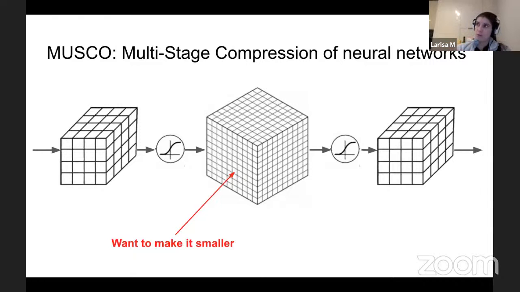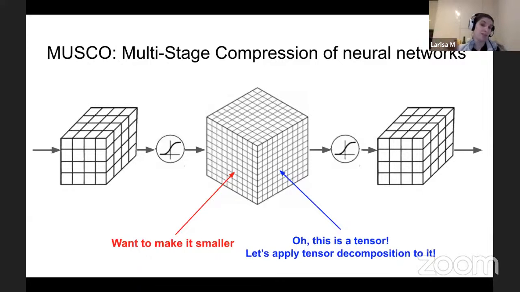So, let's say you want to adapt your neural network for a mobile device, and you just can't afford this big tensor here, because it takes a lot of time to compute and to put into memory. That's why you want to do something to make it smaller. And let's imagine that usual pruning and distillation just didn't work out on it.